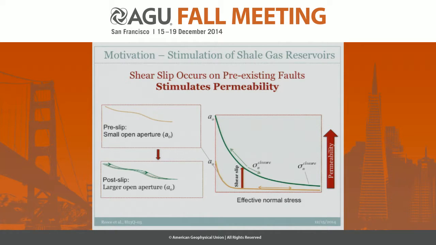And so that network basically enhances the overall permeability. That being said, we still don't really know how that stimulation works during hydraulic fracturing and how exactly the shear slip affects the fault permeability.